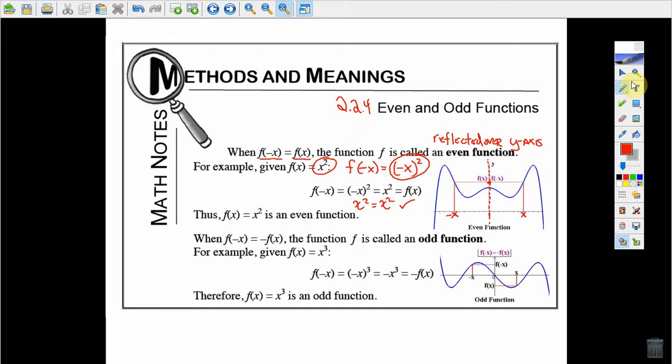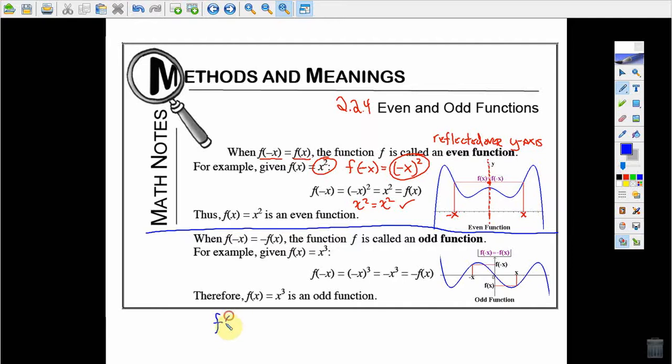The other type of function that we'll look at is called an odd function. Okay? Let's draw a little line there. When f of negative x equals negative f of x, the function f is called an odd function. So in this example, they give you x cubed. Let's find those two values.